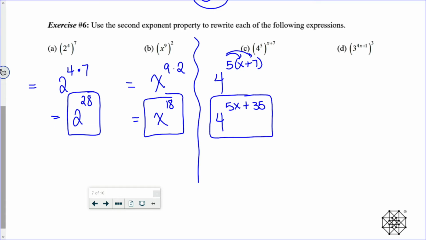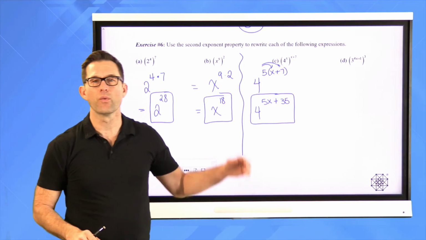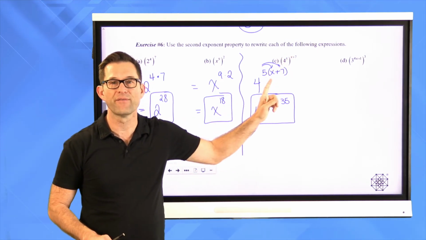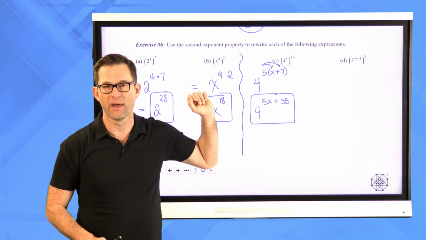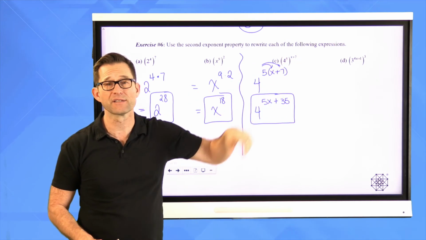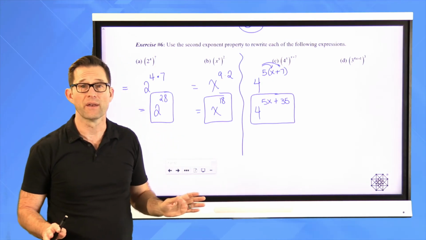right? So the major mistake that a student would make in this situation is that they would only multiply the x by the 5 and not the 7 by the 5. But it's distributing, right? We have to multiply this exponent by that exponent. It doesn't matter how complicated they are.